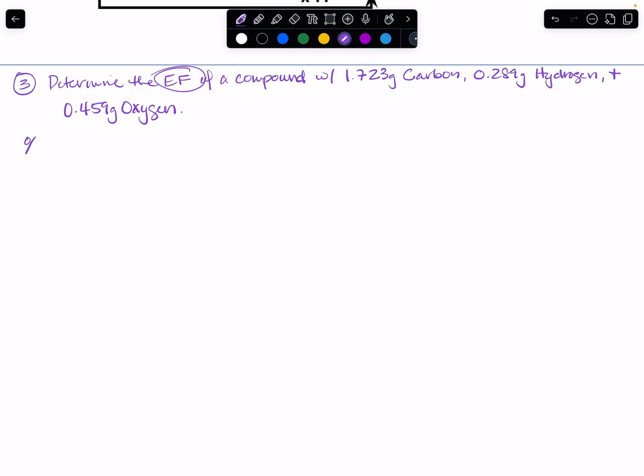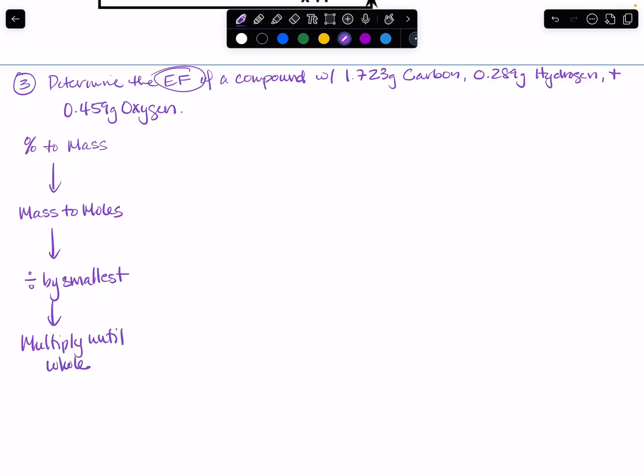Percent to mass, mass to moles, divide by smallest, and if needed, multiply until whole. So we start with our first step, percent to mass. Well, we've already got mass, so we don't need this step. So we're going to start right here at mass to moles.